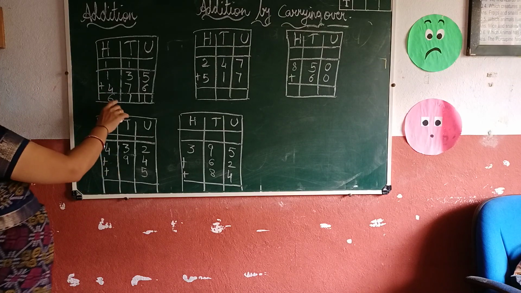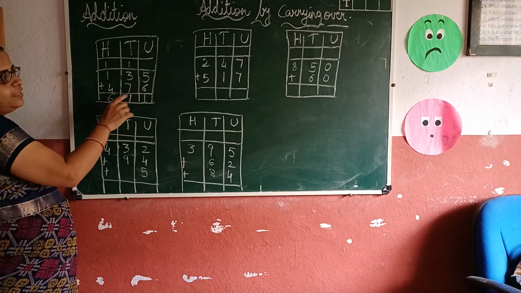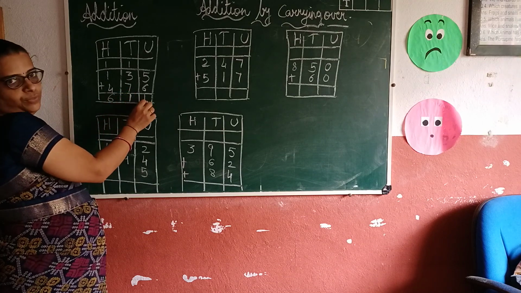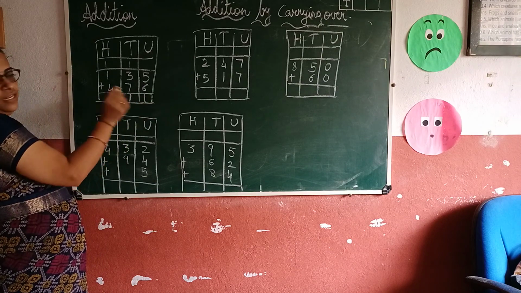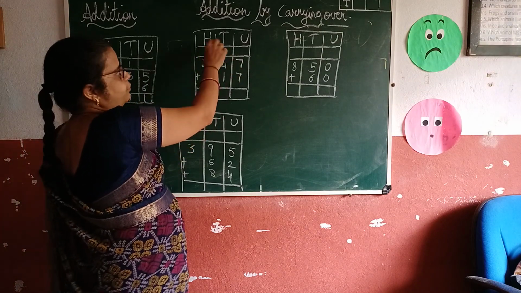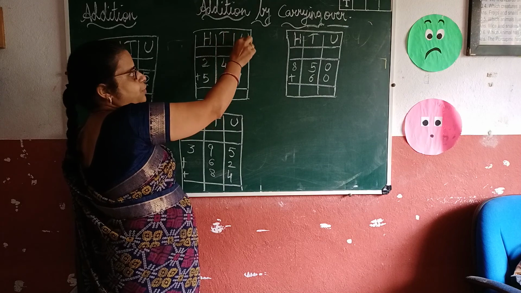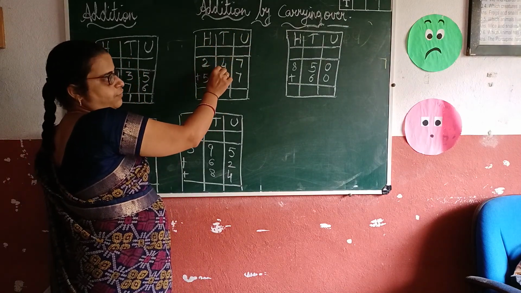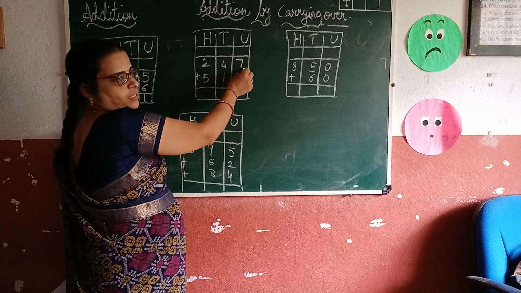How many? 611. The answer is 611. 600, 1 tens, 1 units. So the answer is 611. In the same way, you have to write here hundreds, tens, units. In the hundreds column they have given a 2, in the tens column a 4, and in the units column a 7.